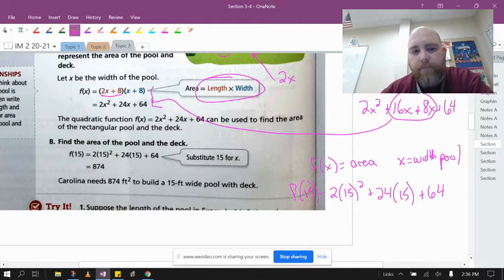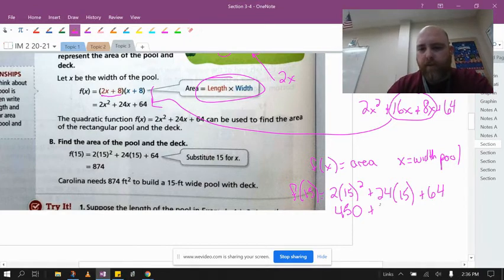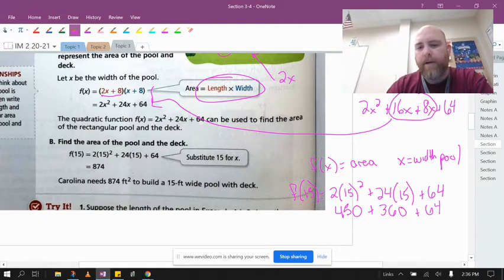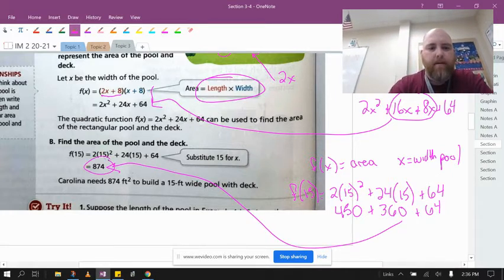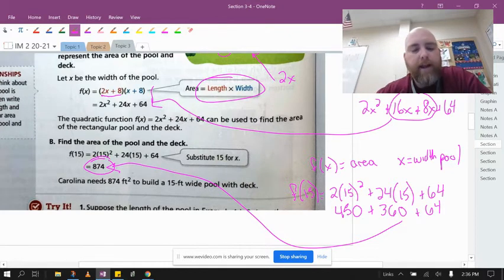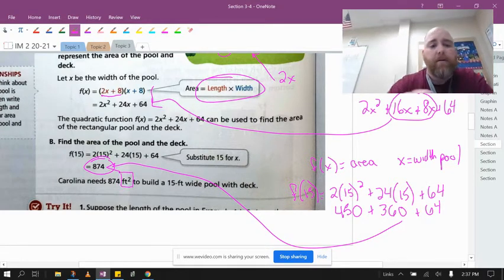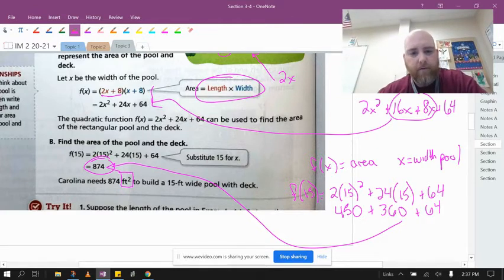So we have 15 squared, so that's 225 times 2, 450. We have 24 times 15, which is 360. And of course, we just have that 64 chilling by itself. So we add those up, and we get the area we need. So Carolina needs 874 feet squared. Make sure you have the correct units, to build a 15-foot wide pool with deck. So again, that's our area kind of problems. They'll give you the width or the length, or at least one way to find it, and you multiply them together.